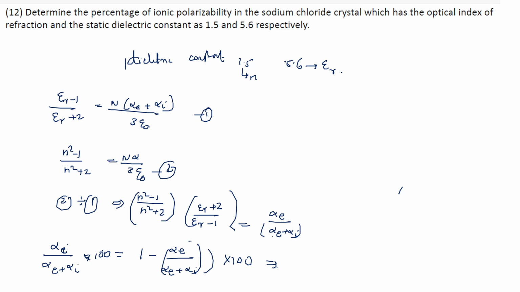Now substitute all the values. So we have to substitute the alpha e formula here. So it will be 1 minus n square minus 1 divided by n square plus 2 into epsilon r plus 2 divided by epsilon r minus 1, okay, into 100. Okay, substitute all the values, you will get the answer for this.